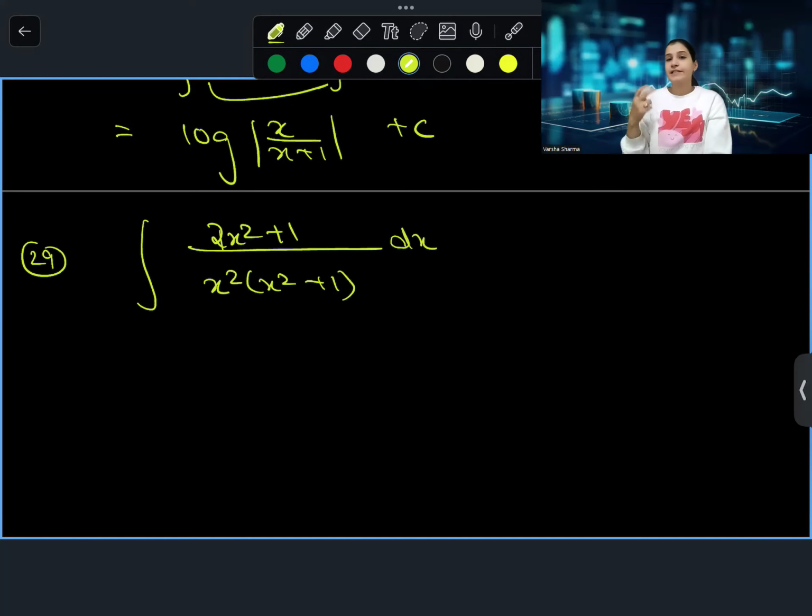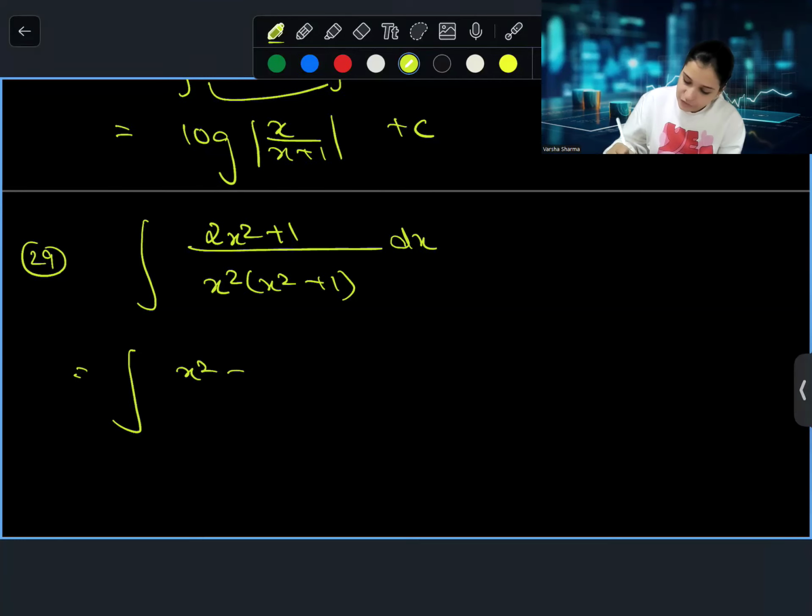So the degree of the numerator is 2. The degree of the denominator is 4. So can I use the denominator to get the numerator? Can I use the two terms of my denominator to write the numerator? Yes, ma'am, by adding both. Yeah. So I can write this as x square plus 1.